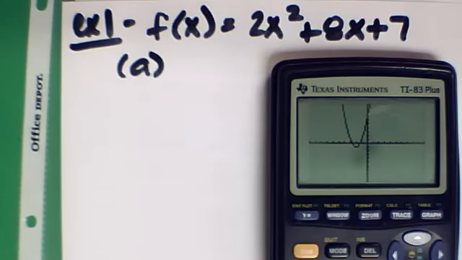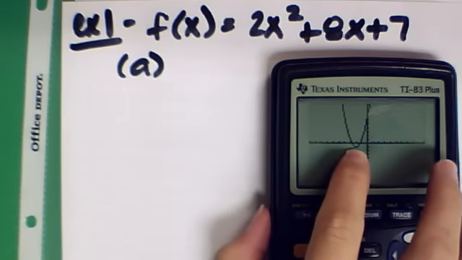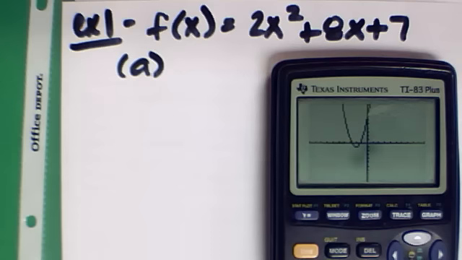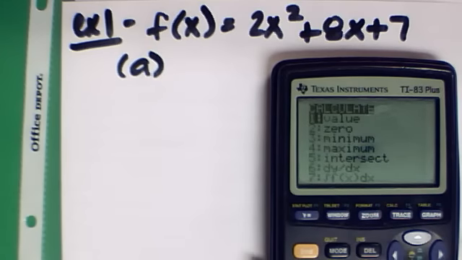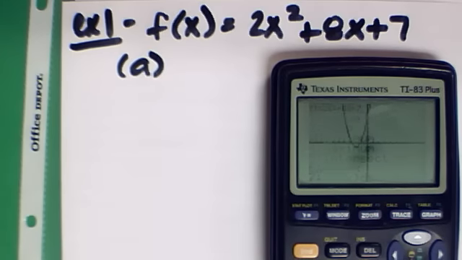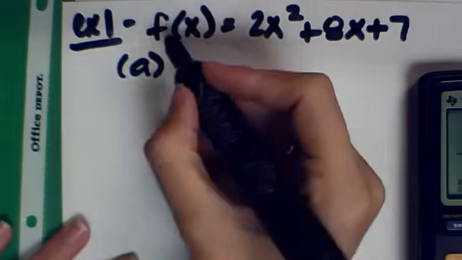And as you can see from my graph, when I'm looking for my vertex, that's that point right there. Is it a maximum or a minimum? Well, it's a minimum because it's the very lowest point. To find the minimum, we're going to go second trace. And we're going to go to the minimum. And hit enter. We're going to find a point to the left of the minimum. Then we're going to find a point to the right of the minimum. And it'll say guess. You're going to hit enter one more time. And that should give you your minimum, which is -2, -1. So that's your answer for A.